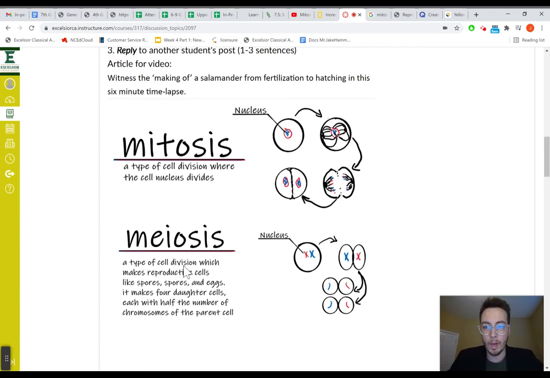So you'll see in the video, if it splits in half, that means it's mitosis. Meiosis is where cell division makes reproductive cells like sperm, eggs, spores, things like that, which are used to spread different chromosomes and mix and match. Mitosis is where cells divide and make exact copies of themselves. Meiosis is where cell division happens and they make different copies.